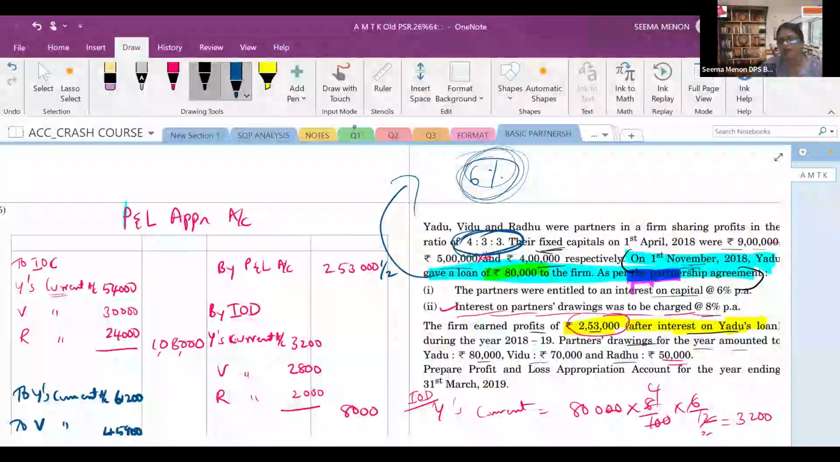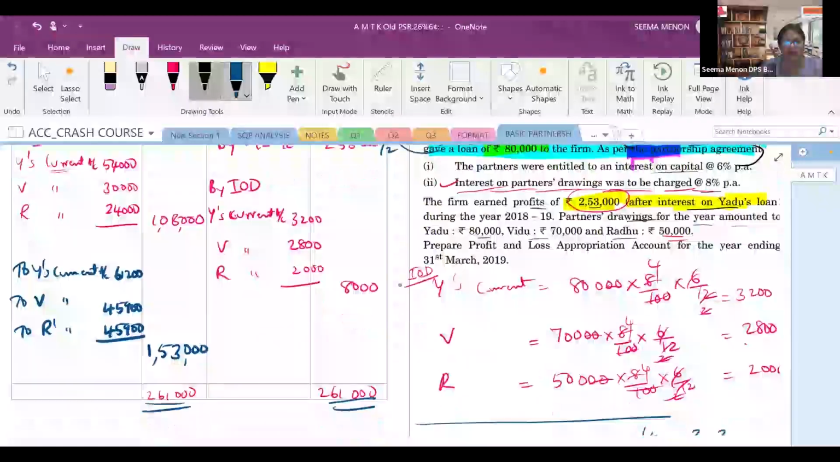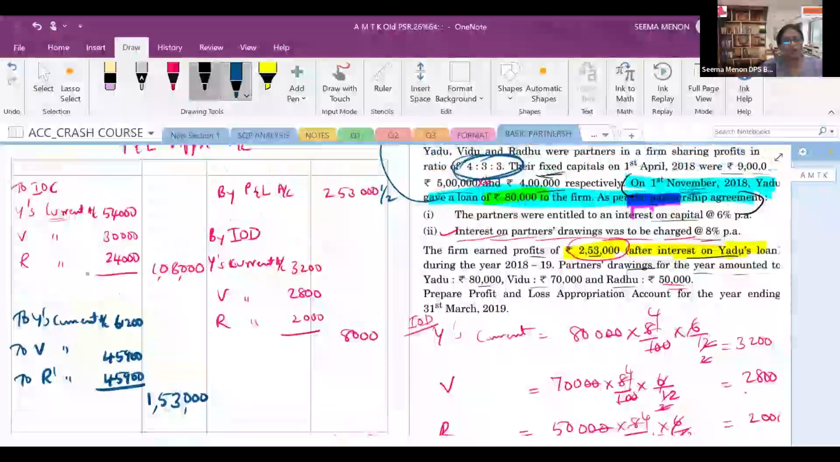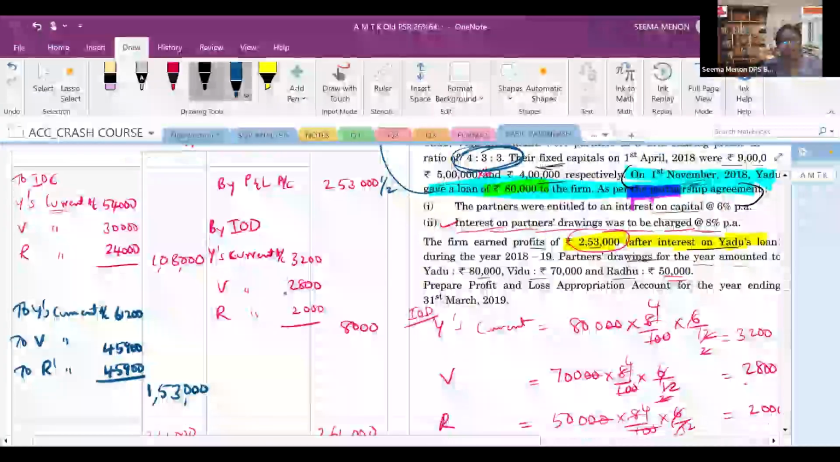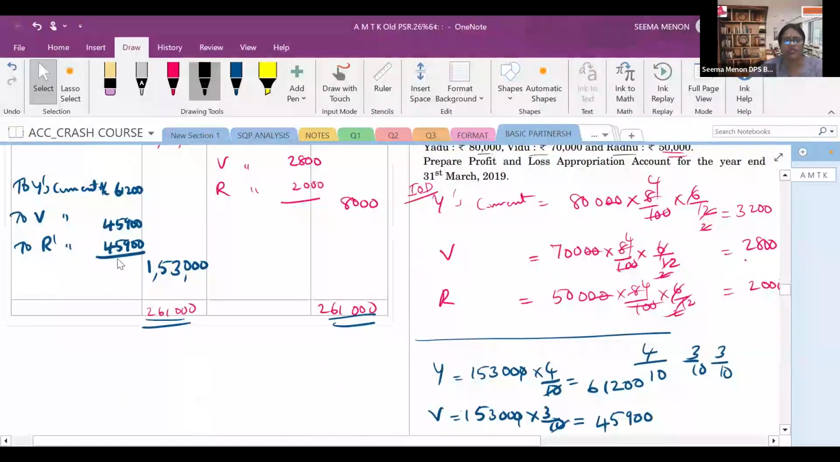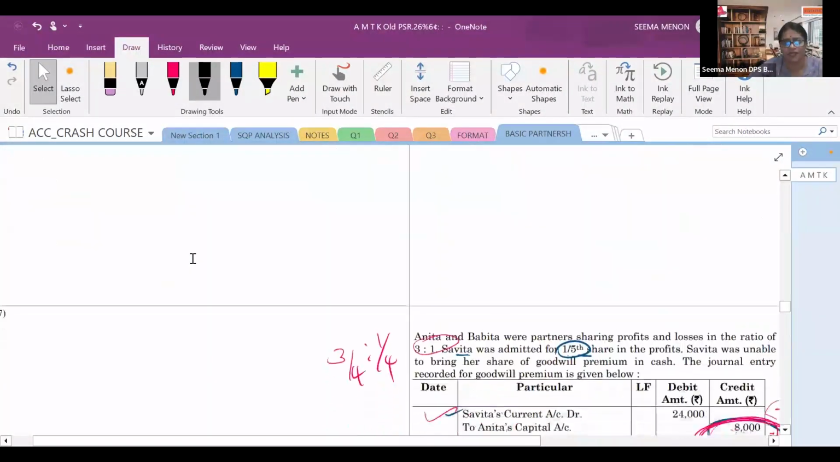Here they are given on the 1st November. So November, December, then January, February, March. That is for 5 months they will be getting. But no need to find out, it is already charged and we got the profit after that. So you simply prepared the P&L account, appropriation account by finding the interest on capital and interest on drawings. Then the balance was the profit that is distributed among the partners in their profit sharing ratio.